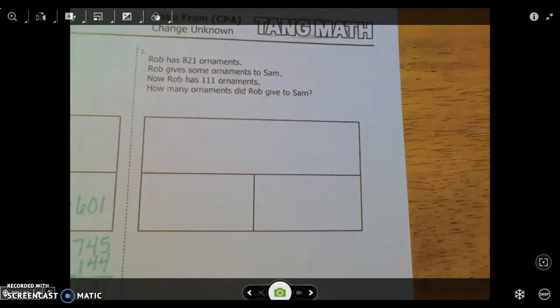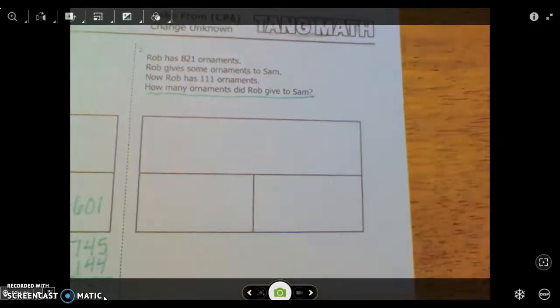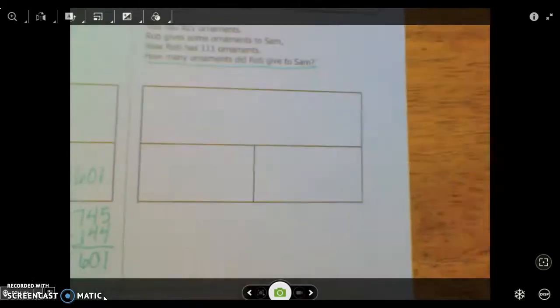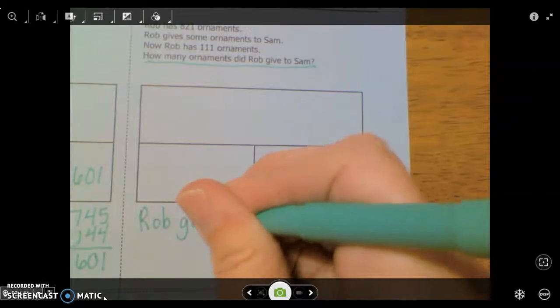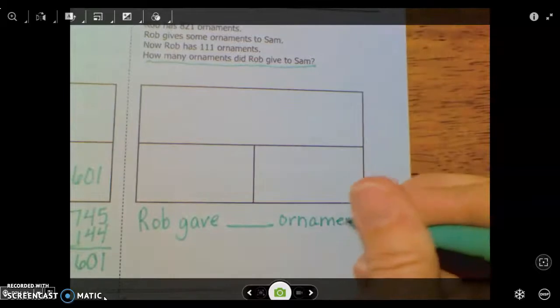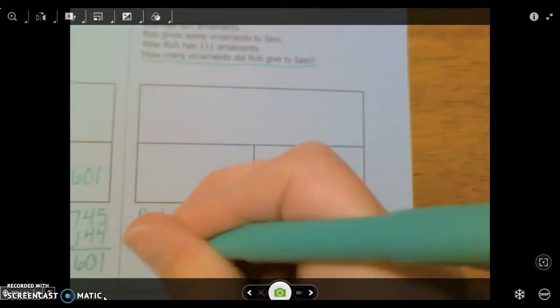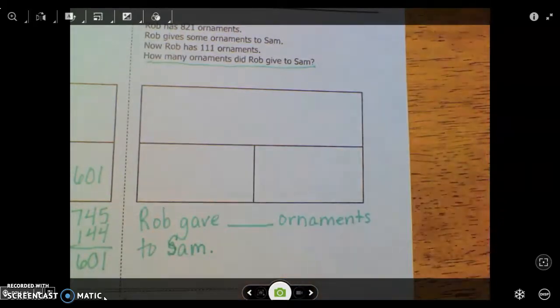The first thing I want to do is identify the question and rewrite it as a statement. So I'm going to underline my question. How many ornaments did Rob give to Sam? I'm going to write that as a statement. Rob gave blank ornaments to Sam. I want you to write this on your paper as well. Let's capitalize Sam. Pause the video and write this on your paper.